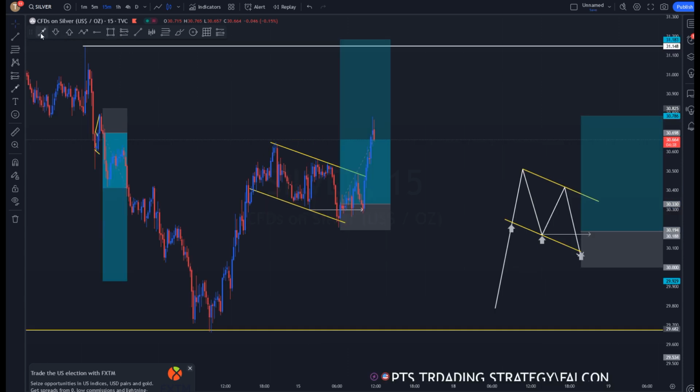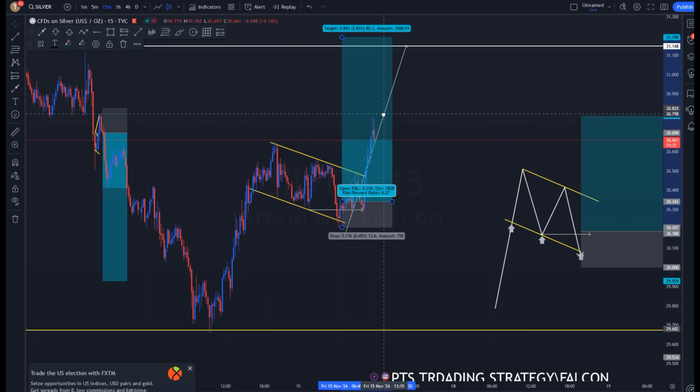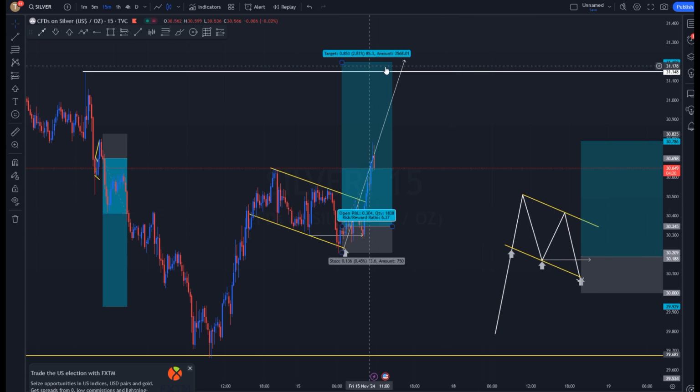And then guys, for our targets, we measure the impulse, and then take the trend line to the third touch. You can see that this third touch we have right here. So this is how we measure our targets. As you can see, it fits accurately with my take profit level.